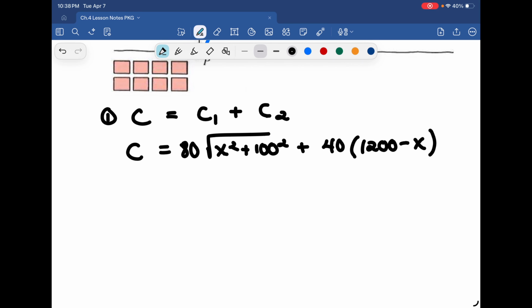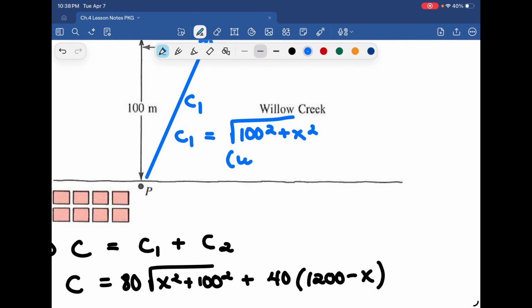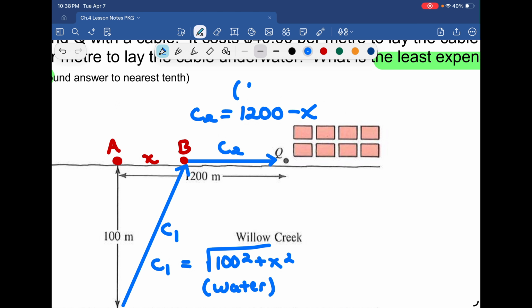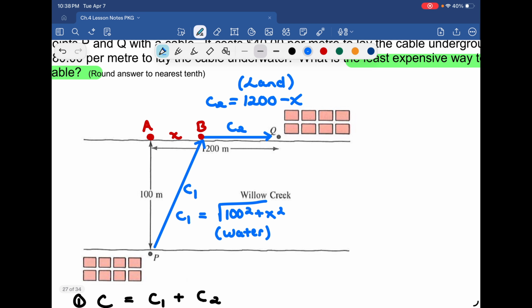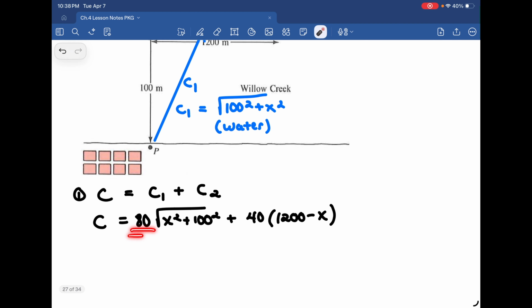So again, if you want to put this here, you can put it up above. This is the part that is underwater. This is the part that is on land. And I know that's a little bit confusing when I use C1 and C2 in terms of cable 1 and cable 2, because then when I go down below, I've added in the cost being multiplied to the quantity that is being used of each of these.